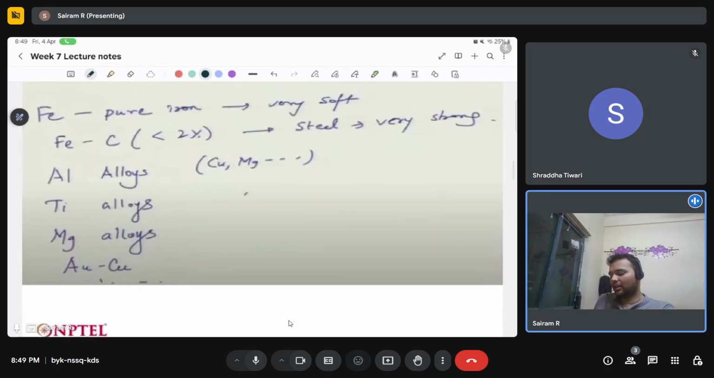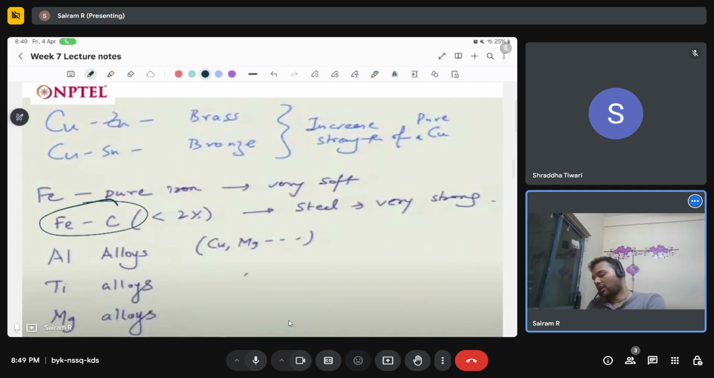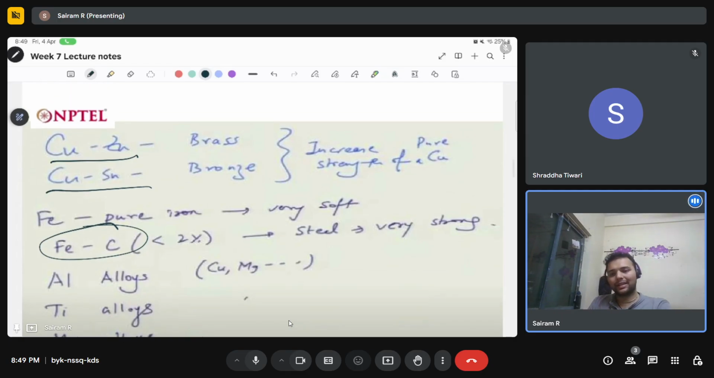So we have a lot of these solid solution strengthening examples. The very common examples are iron, which is the iron carbon example, copper zinc, which is brass, and copper tin, which is bronze. I've always been confused with what is brass and what is bronze.